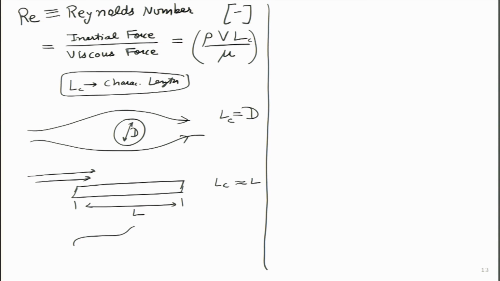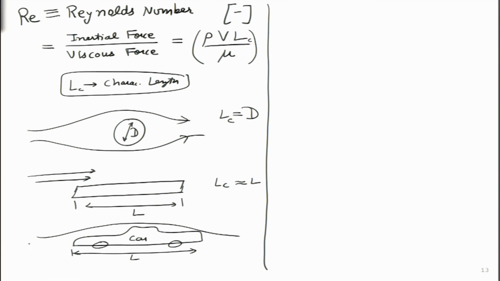And similarly, a lot of automobile companies do testing in wind tunnels. So, if this is a car over here, they are interested in the flow taking place over it, because they want the flow to remain streamlined. So, this is the flow which is taking place. I will put arrows over here. Then here again the characteristic length is this particular length L.